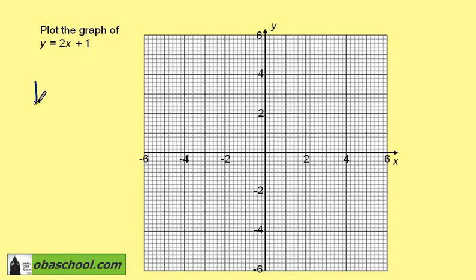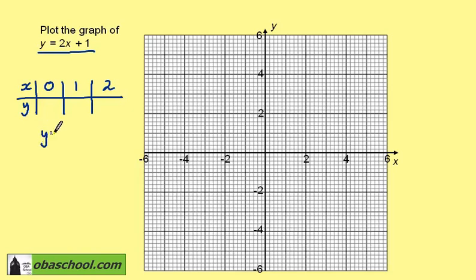To plot the line, we create a table of values. We need x values and y values. Strictly speaking, for a straight line, we only need 2 points, but I always suggest taking 3. Just choose some convenient values of x. Say x is 0, 1, and 2. We need to substitute these values into this equation.